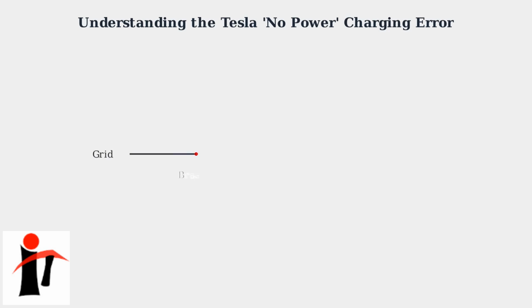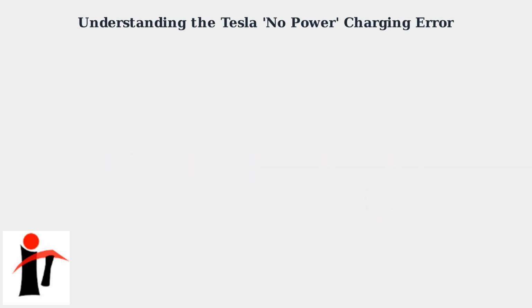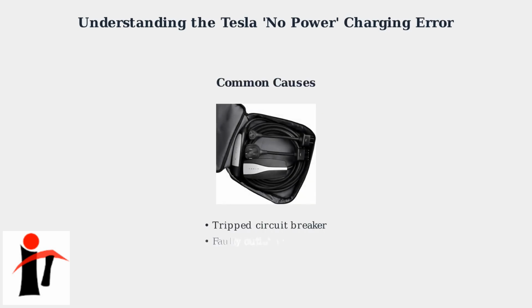To visualize this better, here's a simplified circuit diagram showing how power flows from the grid through the breaker and outlet to your charger. The no power error often occurs when there's a break in this flow, such as a tripped breaker or faulty outlet. Common causes of the no power error include tripped or faulty circuit breakers, damaged outlets or wiring, and issues with the charging equipment itself. In the following sections, we'll guide you through checking each of these components step by step.